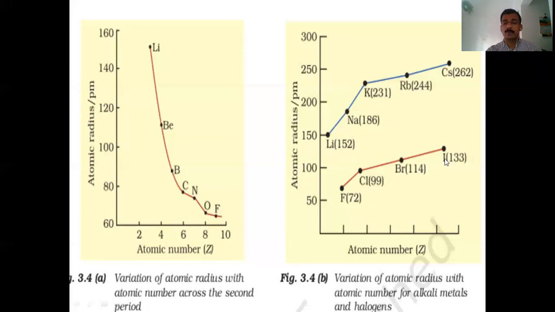Here fluorine, chlorine, bromine, iodine, halogens, group 17. In this case also you can see atomic radius increases as we move down the group. So here also you will get 2 points. What are the 2 points? This graph shows variation of atomic radius with atomic number for alkali metals and halogens. And the second one, as we move down the group, the atomic radius increases.